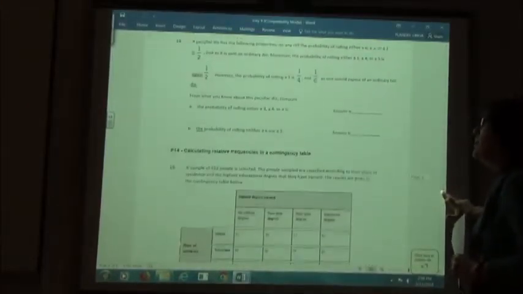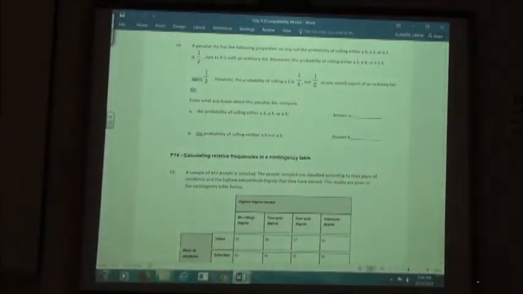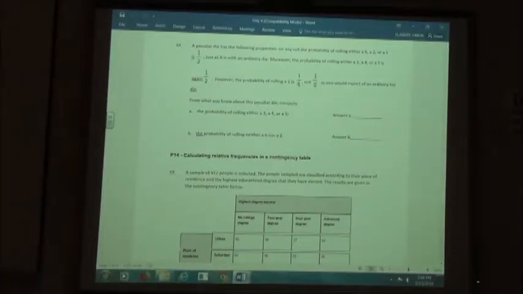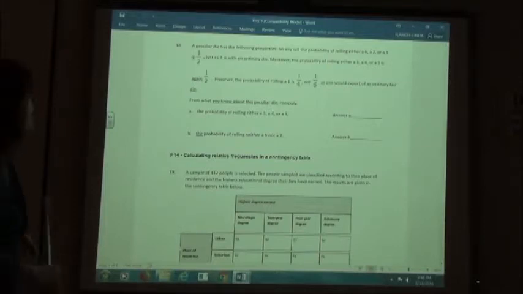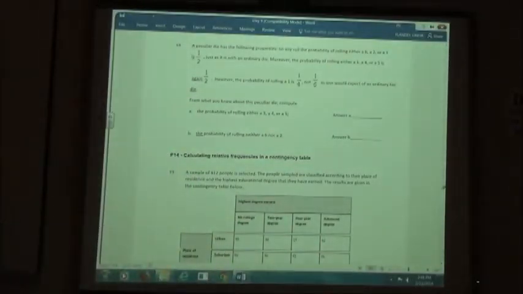Alrighty. Number 18. Again, we have our peculiar die. Peculiar die has the following properties on any roll. The probability of getting a 6, a 2, or a 1 is 1/2. Moreover, the probability of getting a 1, a 4, or a 5 is 1/2. This time my probability of getting a 1 is 1/4, not the 1/6 as we would expect. So we want to first find the probability of getting a 3, a 4, or a 5.